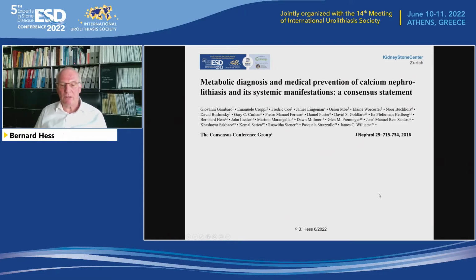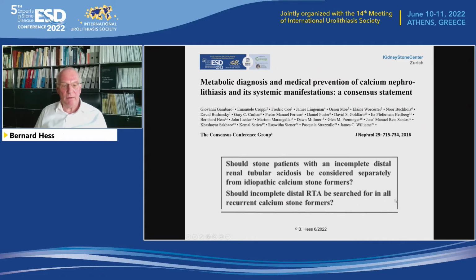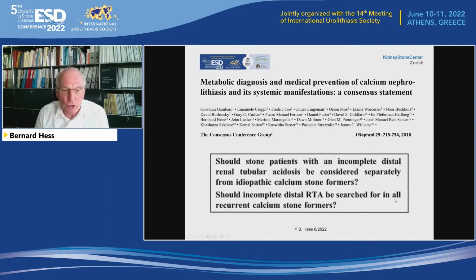And one of the questions that came up there was the following: should stone patients with an incomplete distal renal tubular acidosis be considered separately from idiopathic calcium stone formers? And should incomplete distal renal RTA be searched for in all recurrent calcium stone formers?